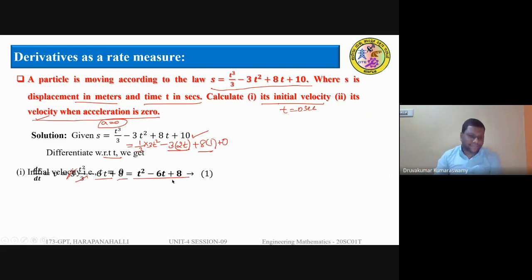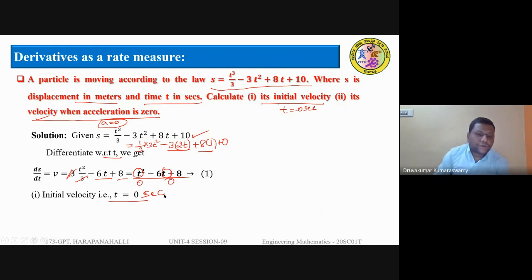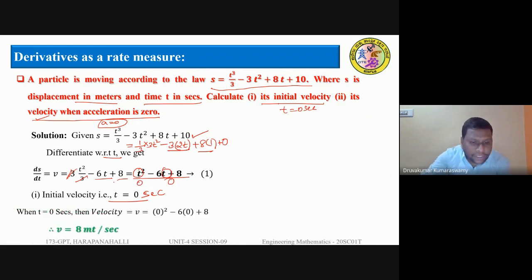That is the velocity. First we have to find the initial velocity, that means when t = 0 seconds. So in place of t, we put 0. When t = 0 seconds, v = 0² − 6 × 0 + 8. 0² is 0, 6 into 0 is 0. So what is the remaining thing? 8 meter per second. Initial velocity is 8 meter per second.